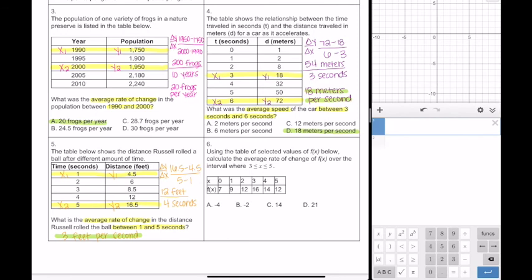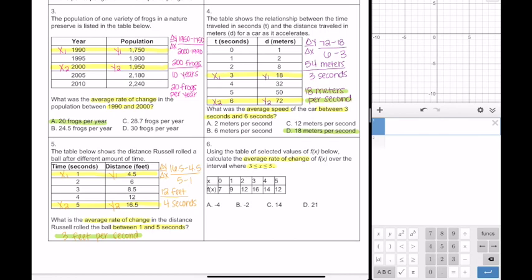And finally, number 6. Using the table of selected values of f of x, calculate the average rate of change of f of x over the interval where 3 is less than or equal to x is less than or equal to 5. So we are looking for the average rate of change between 3 and 5. So this interval, we've done a little bit with inequalities, so that should be kind of familiar to you. 3 is less than or equal to x, and x is less than or equal to 5. So x is between 3 and 5.